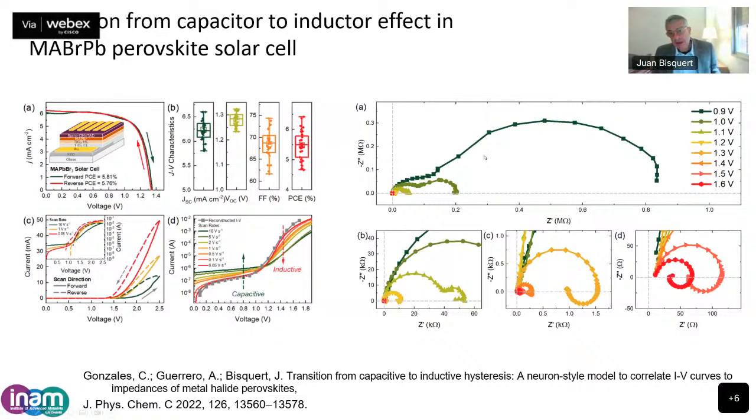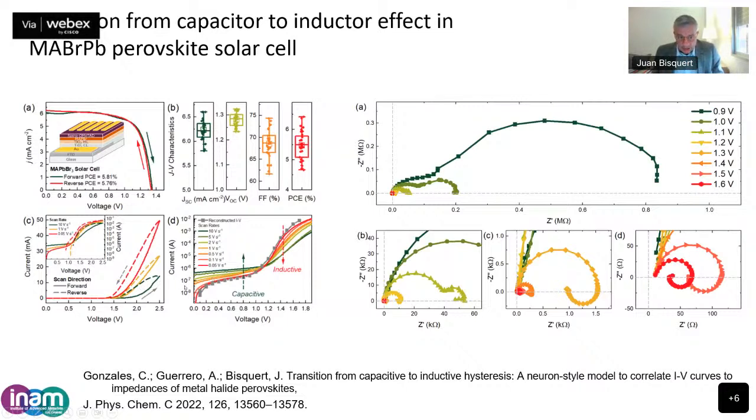So this means that at low voltages we have one type of hysteresis, normal, and at high voltage we must have the other type of hysteresis, which is inverted. And this is exactly what happens. You see the big hysteresis feature. This is in the dark. So now we see a counterclockwise hysteresis, typical of these bromide cells.